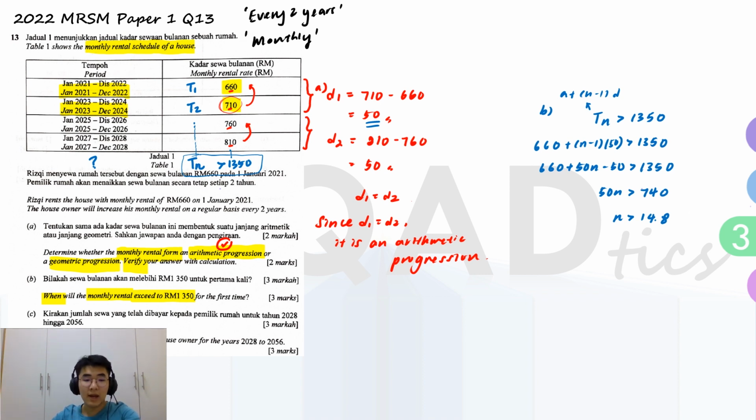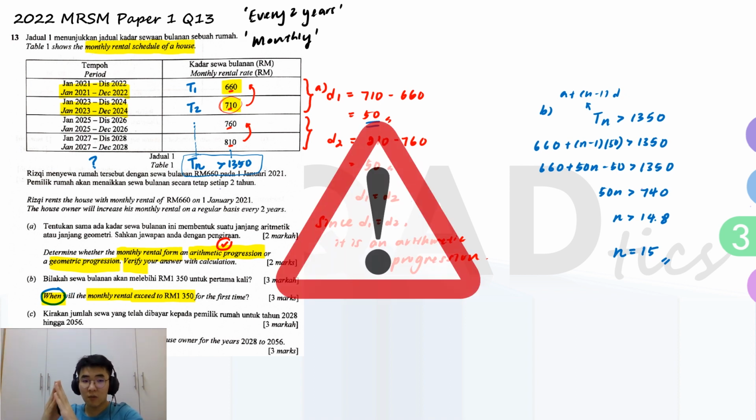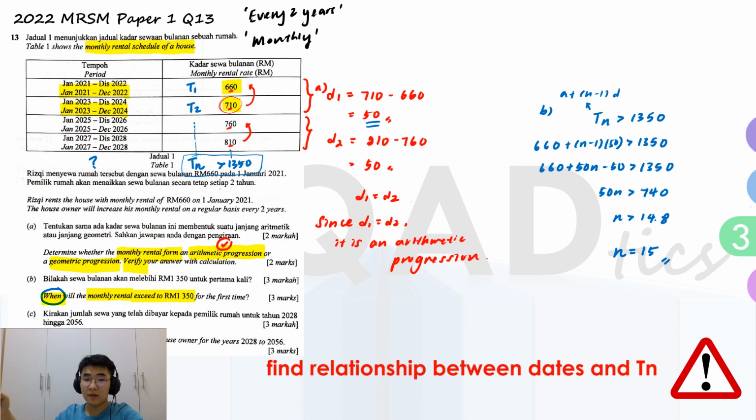Of course we cannot have n as a decimal, so we need to find the nearest whole number which is larger than this number. So here n equals 15. But this is not our answer, because the question wants a date. Here it says when will this happen, so we need to list out the dates and the terms first.